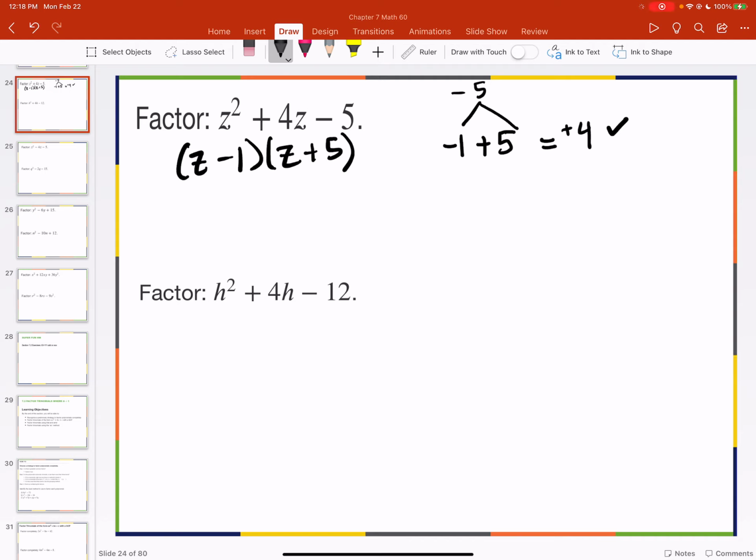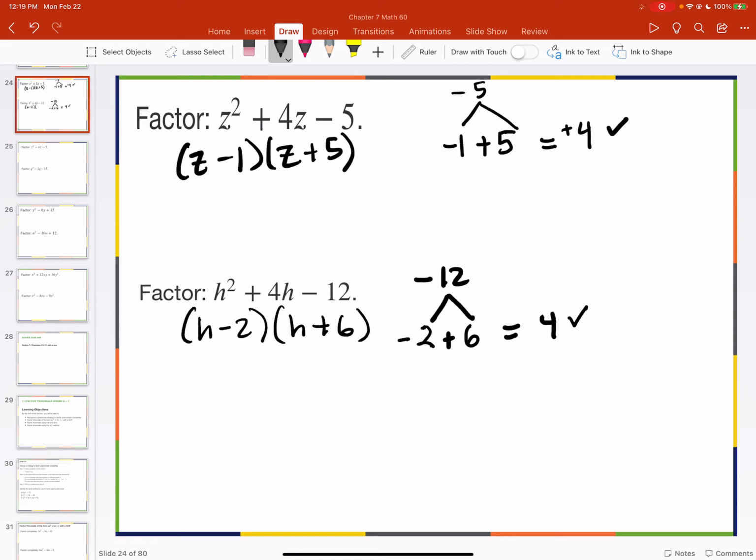All right, and then the next one, negative 12, okay? What are the factors of negative 12 that add up to a positive 4? You can kind of guess: the product is negative and the sum is positive, okay? One of them has to be negative. So negative 2 times a positive 6 gives me the negative 12, but when I combine them, it's positive 4. So make sure that your signs are correct and you're adhering to the rules properly so that it makes sense.